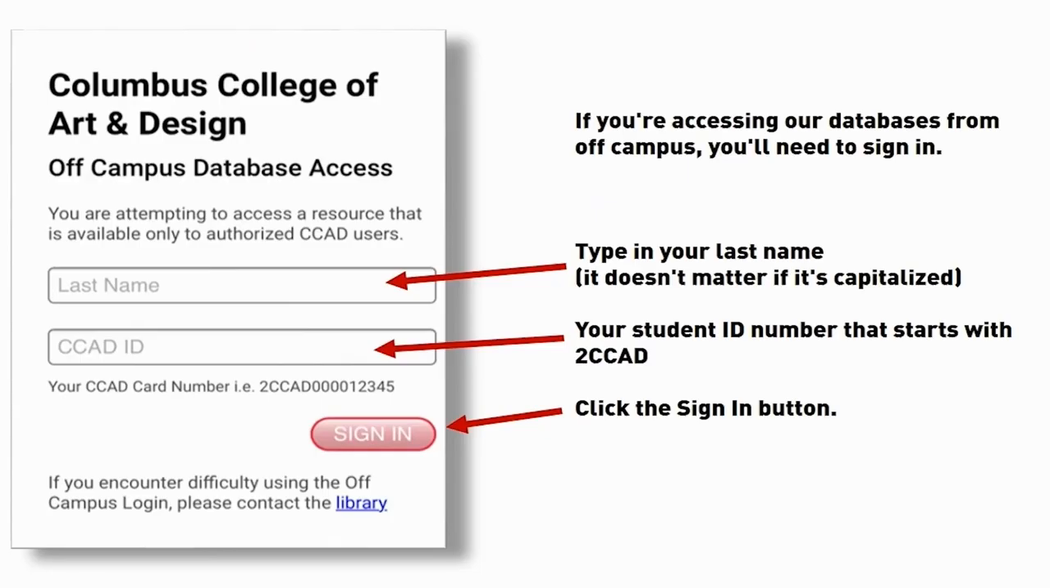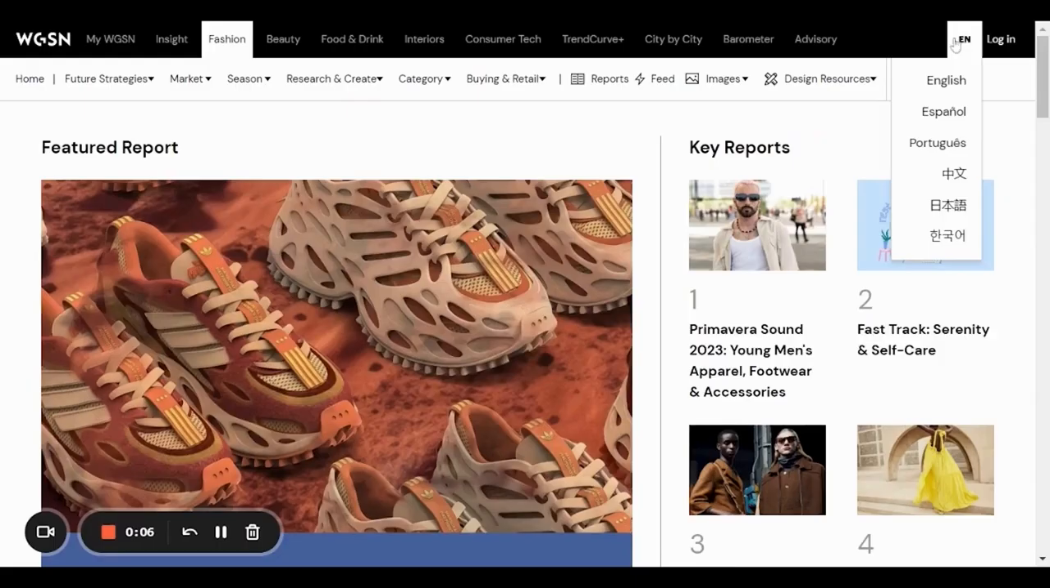If you're accessing databases from off campus, you'll need to sign in. Type in your last name, your student ID number that starts with 2CCAD, and click on the Sign In button. Let's start on the landing page.